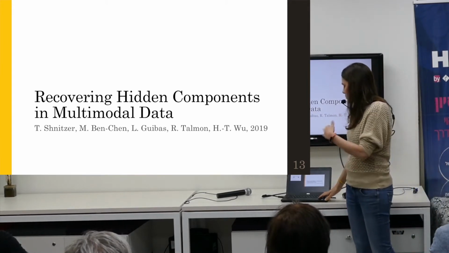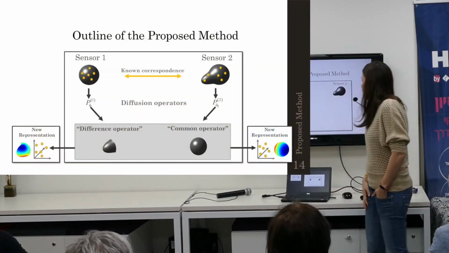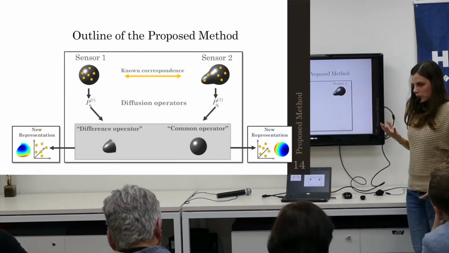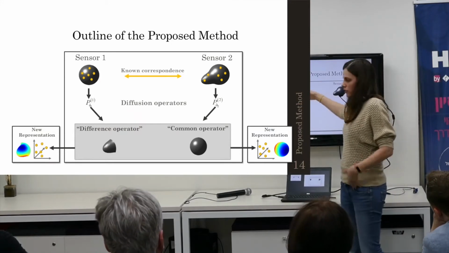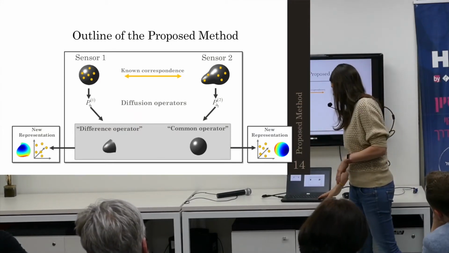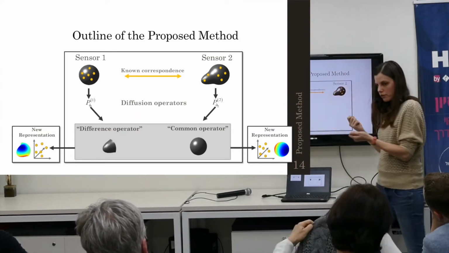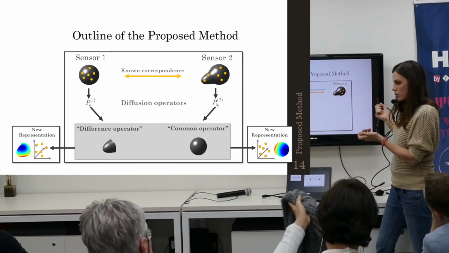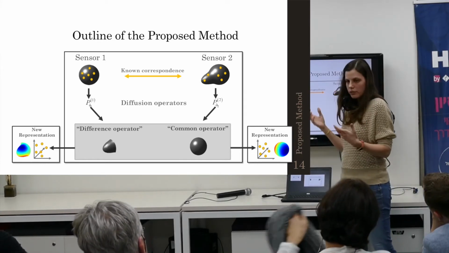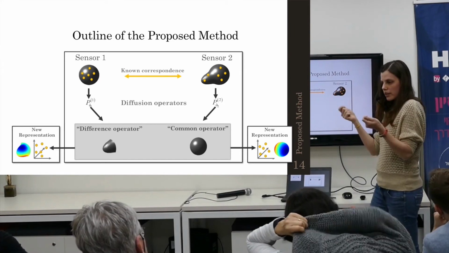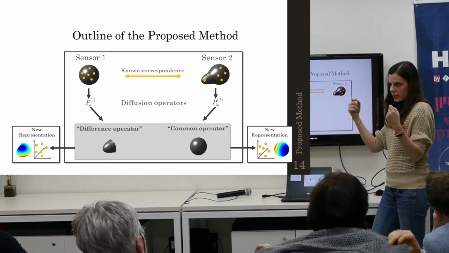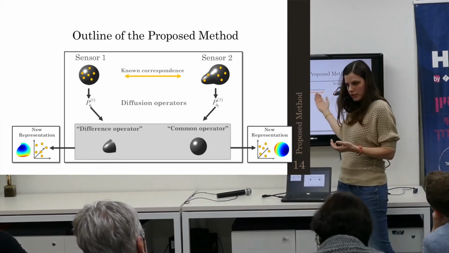And it was recently published in a SIAM journal. So the outline of our proposed method is that we have two sensors, again, and we have data sets from the two sensors. We assume that we have known correspondence. For example, if we have two sensors that measure time series, then the timestamp could be a known correspondence.